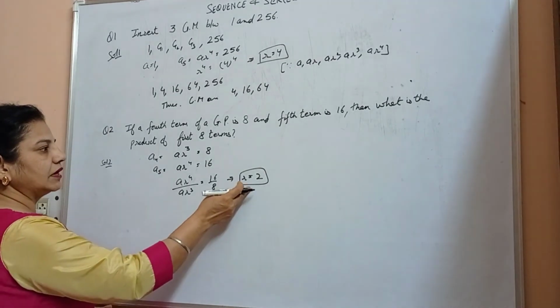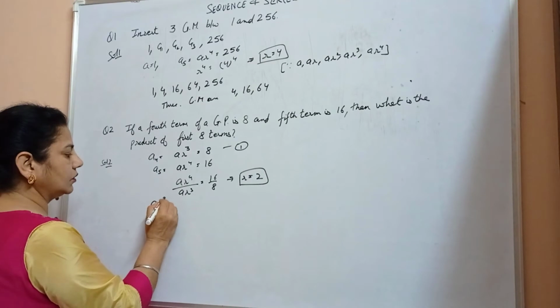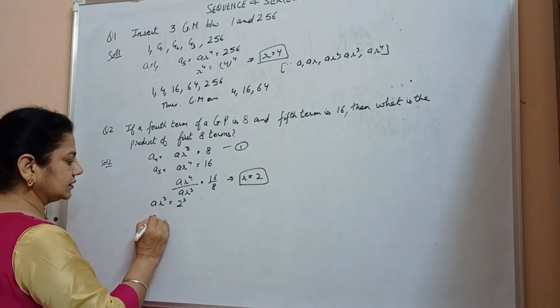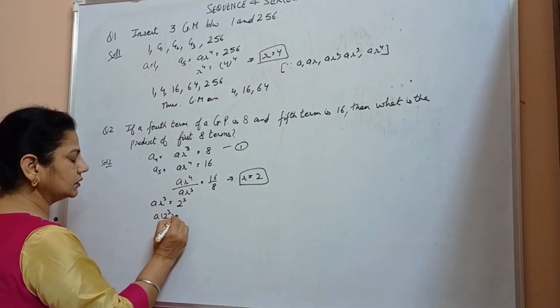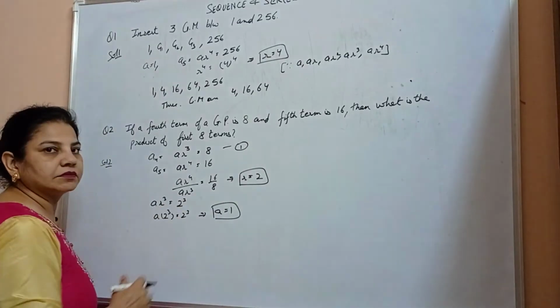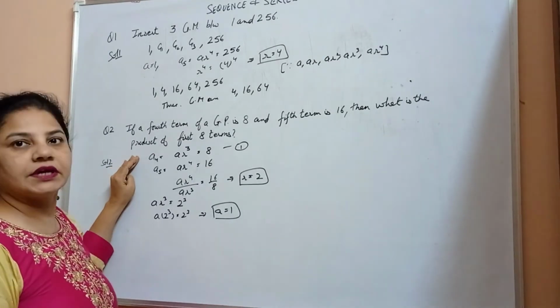Substitute the value of 2 in the first equation. We get AR cube is equal to 8, and R is 2. So A times 2 cube is equal to 2 cube. This implies A is 1. My first term is 1. Now we have to find the product of the first 8 terms.